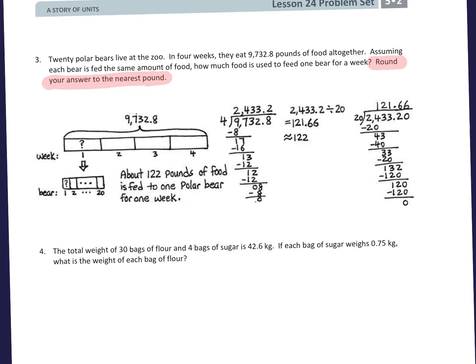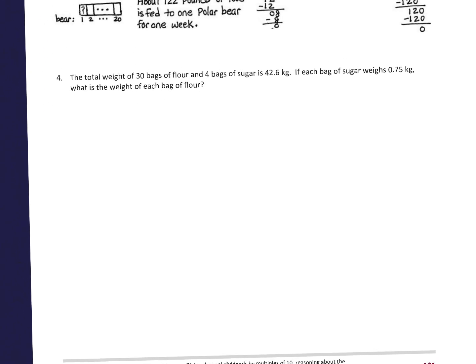If you didn't get it, pause the video and check all the work and see where you went wrong. And then if you still don't understand what happened or why you got it wrong, pause the video and come and talk to Mr. Cooper. In the meantime, let's go ahead and move on to number 4. Number 4 says the total weight of 30 bags of flour and 4 bags of sugar is 42.6 kilograms. If each bag of sugar weighs 0 and 75 hundredths kilograms, what is the weight of each bag of flour?